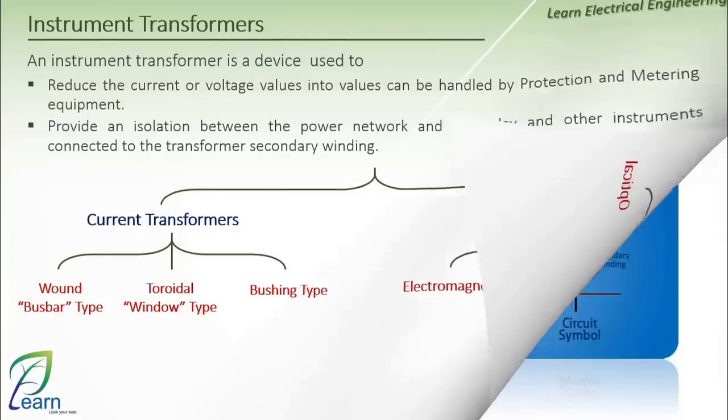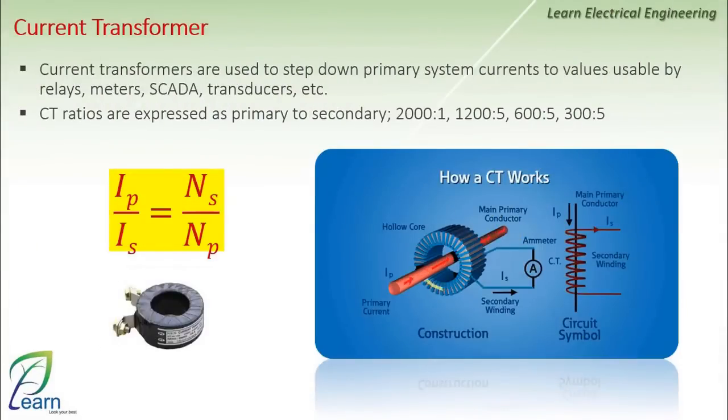The current transformer provides values for relays, meters, SCADA, and transducers. The CT ratio is primary to secondary, with the secondary usually 1A or 5A, like 2000/1 or 1200/5. CT ratio equation: I primary over I secondary equals N secondary over N primary, meaning the current ratio is inversely proportional to the turns ratio.